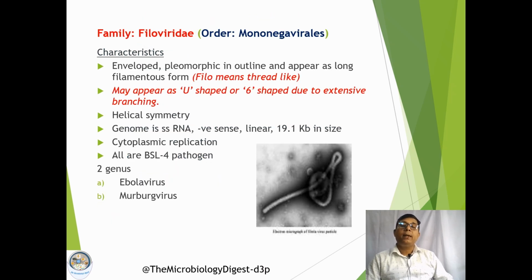Next family is Filoviridae, again under order Mononegavirales. This is also an enveloped virus, pleomorphic in outline, and these viruses appear in a long filamentous form. Mostly they can appear U-shaped or six-shaped due to extensive branching. In the diagram you can see they have helical symmetry. Genome is single-stranded, negative sense RNA. They replicate in the cytoplasm, and the majority of pathogens are BSL-4 pathogens. It is divided into 2 genera: one is Ebola virus, another is Marburg virus.